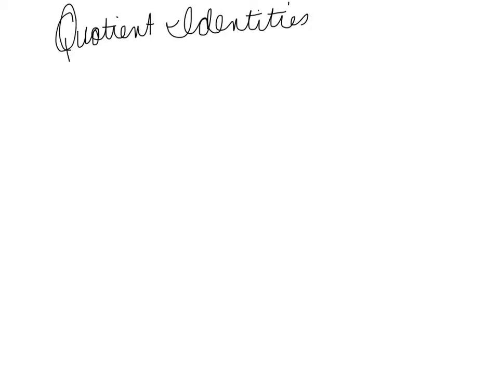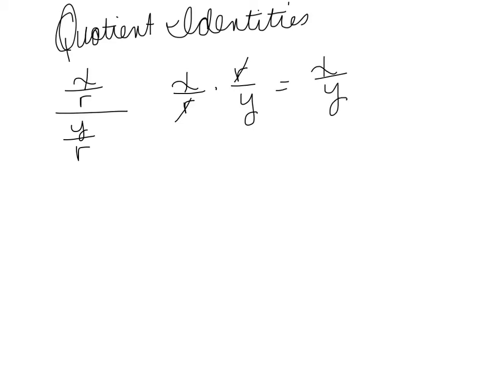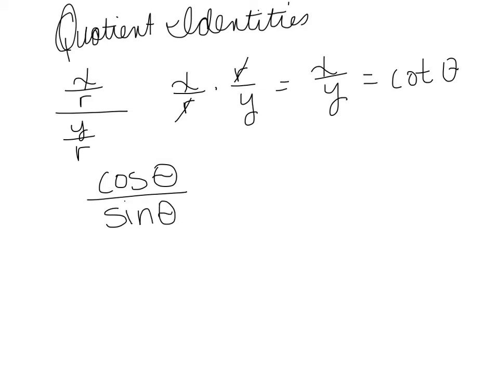We can do the same thing doing cosine over sine. Remember that cosine is x over r, sine is y over r. We can copy dot flop, and we end up with x over y. Well, x over y is equal to the cotangent of theta. So, cosine over sine is cotangent.